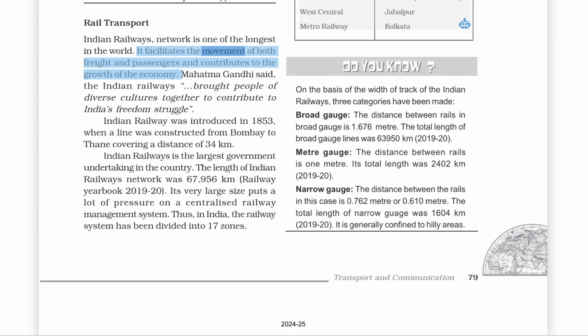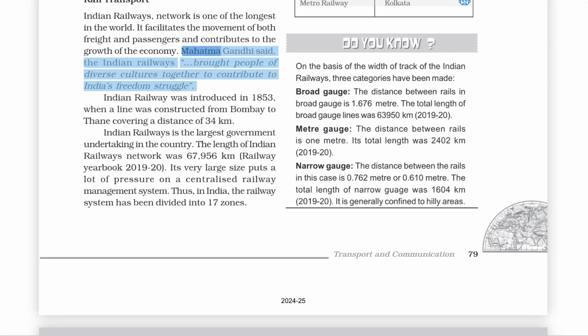It facilitates the movement of both freight and passengers and contributes to the growth of the economy. Mahatma Gandhi said, the Indian Railways brought people of diverse cultures together to contribute to India's freedom struggle.